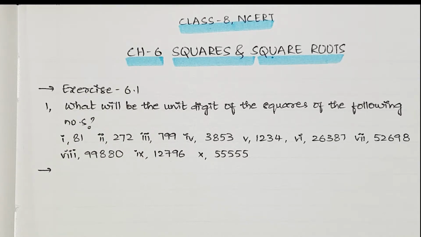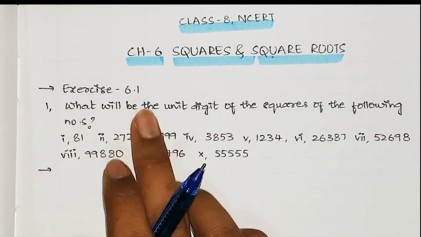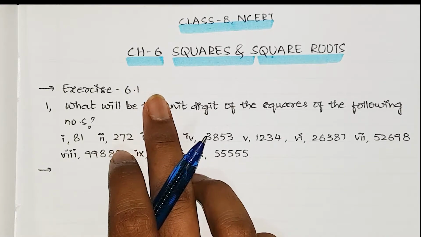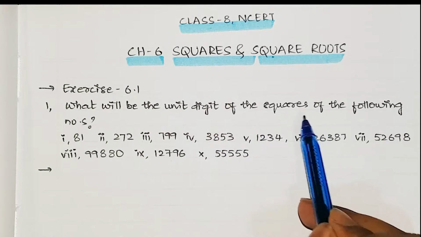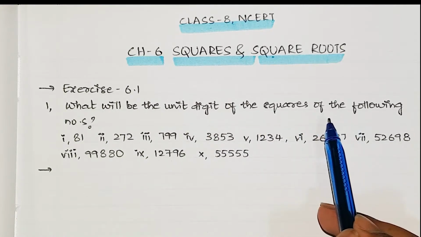In a series of videos, let us discuss NCERT solutions of Chapter 6, Squares and Square Roots of Class 8, in detail with tips and tricks. So without further ado, let us get started with the first question of Exercise 6.1, which goes, what will be the unit digit of the squares of the following numbers?